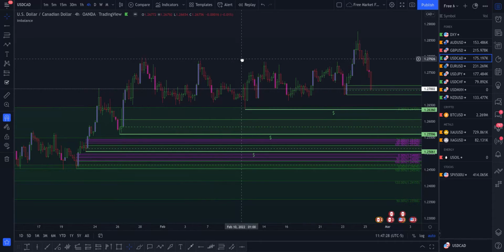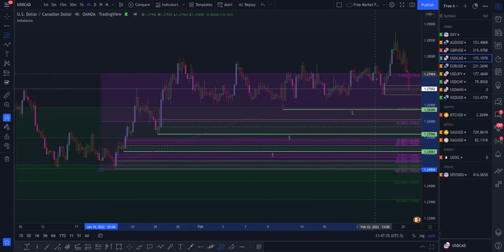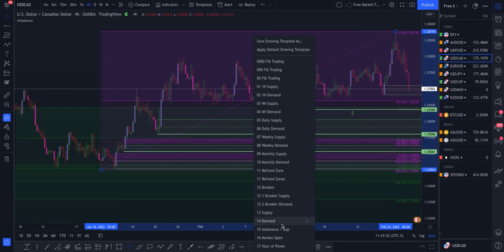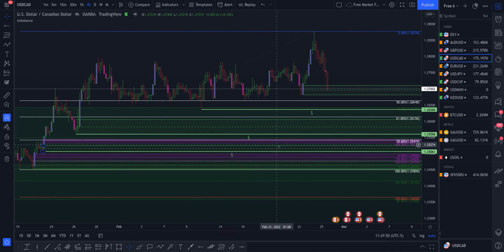Where would we likely see price shoot up from? At this point, what I would do is probably just take my Fibonacci, go from the most recent swing low to the most recent highest of high, throw the fib on. Again, I love the 78%. Doesn't mean that it has to come back here, but 78% is sitting inside of imbalance right here, just above a demand zone.